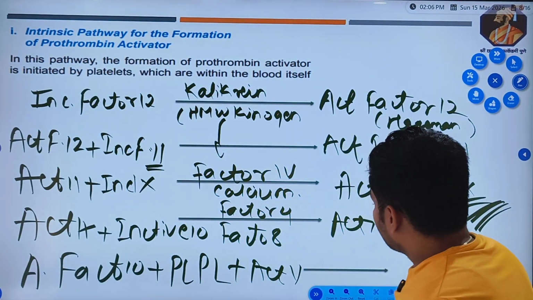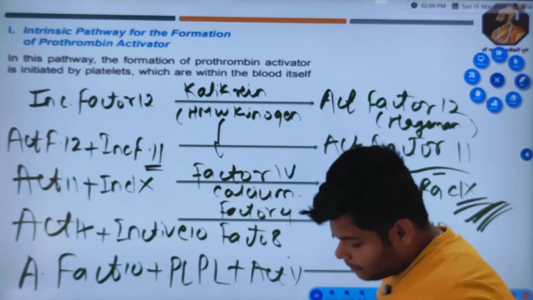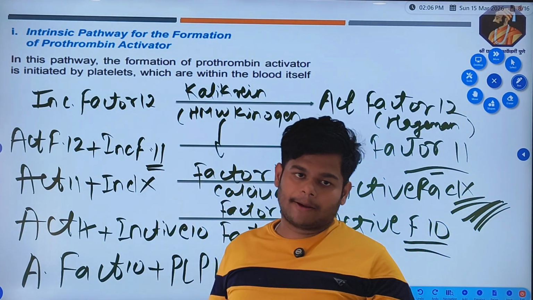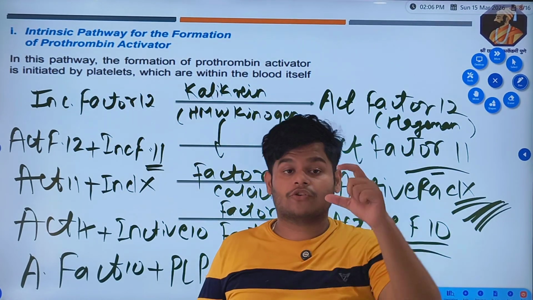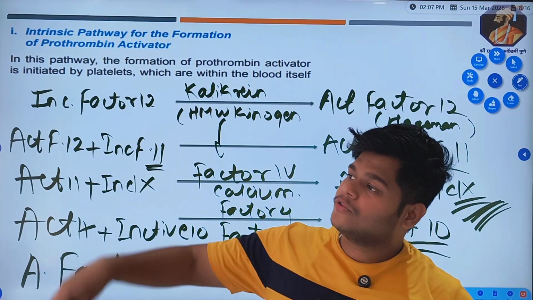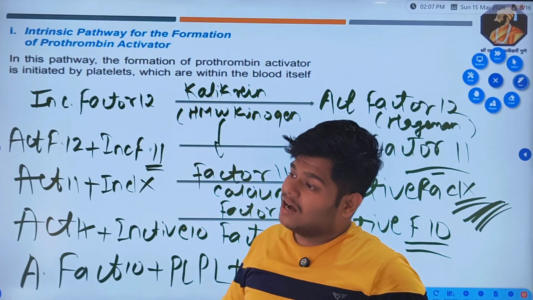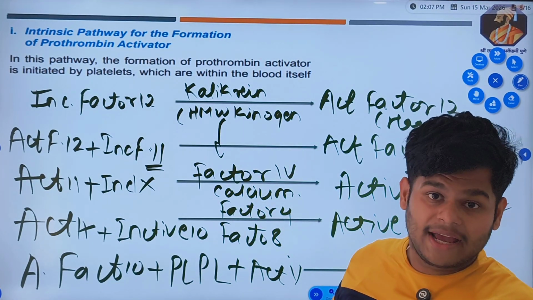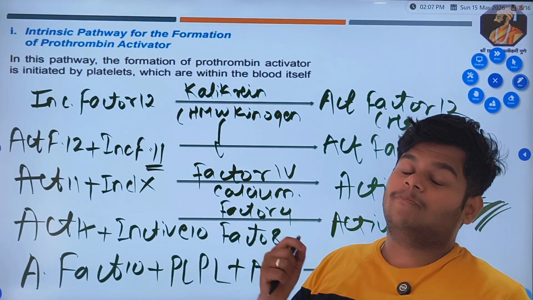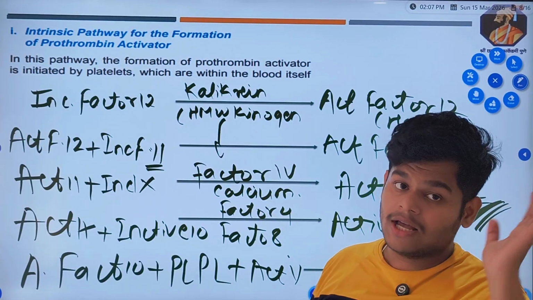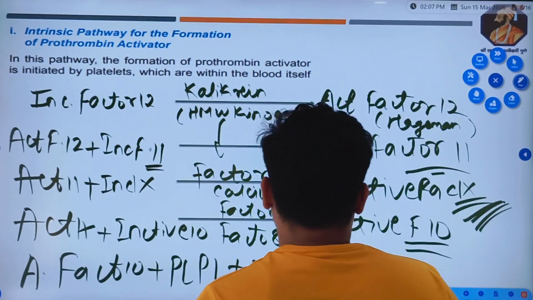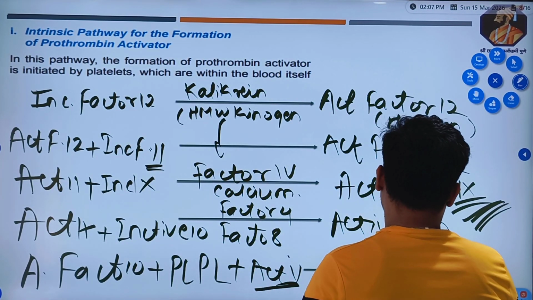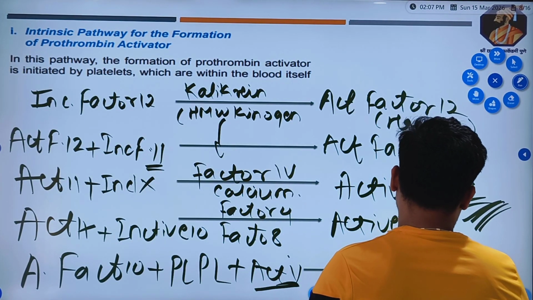Okay, this factor 5 is present in the blood in inactive form, but it is activated by a positive feedback mechanism in a step in which thrombin is formed. Initially formed thrombin, what does it do? It activates more and more factor 5, by the positive feedback mechanism which we learned in hemostasis, right? All this together activates prothrombin.